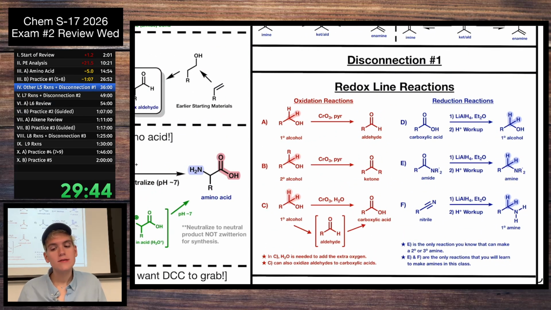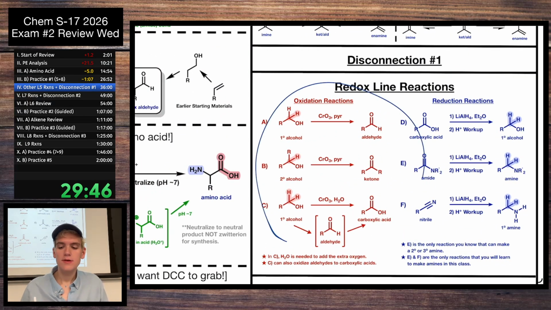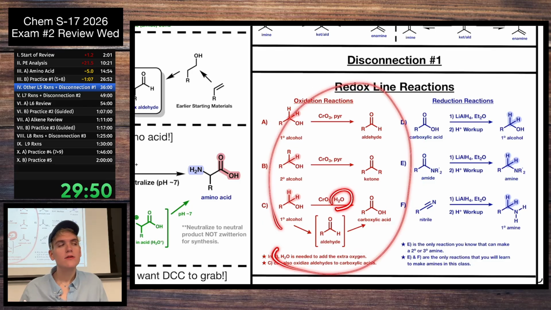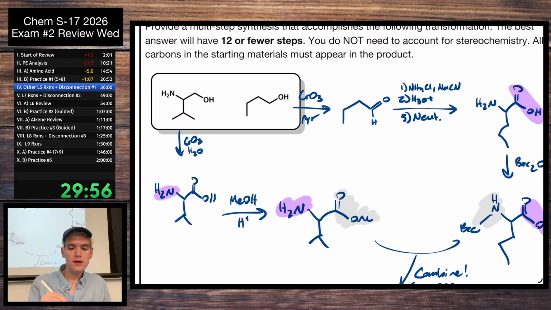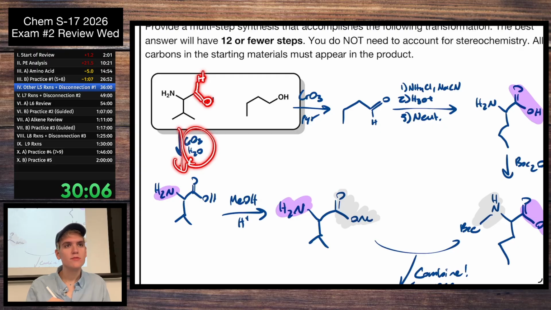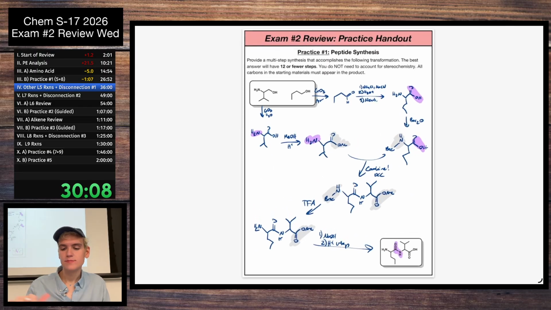We also have our redox reactions. Y'all seem to pretty much have down which one is pyridine or water. The only other thing I'll say is, for a synthesis like this one, what if I gave you an aldehyde to start, but you wanted a carboxylic acid? You can use the same reagents here. You can go aldehyde to carboxylic acid with chromium and water. So that's one that students often forget.